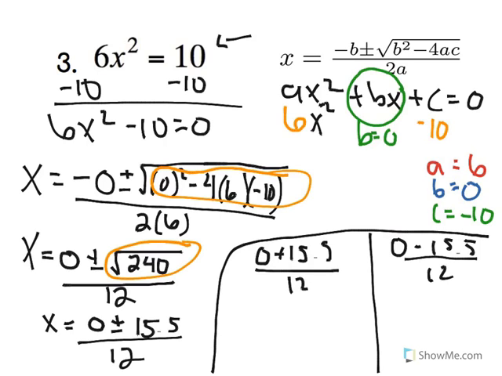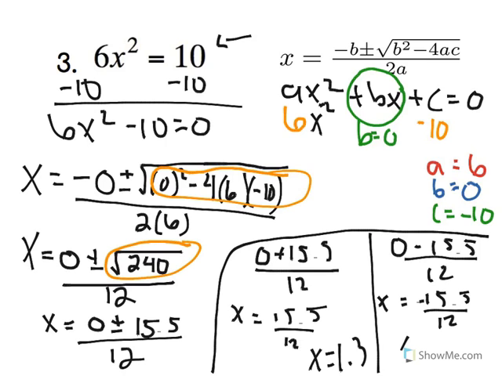So 0 plus 15.5 is going to give us 15.5, and then divided by 12, we get x equals 1.3 about. 0 minus 15.5 is negative 15.5, and then divided by 12, we get x equals negative 1.3. So those are our answers for this quadratic equation.